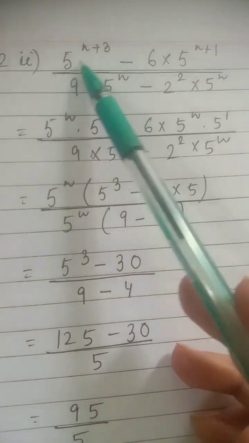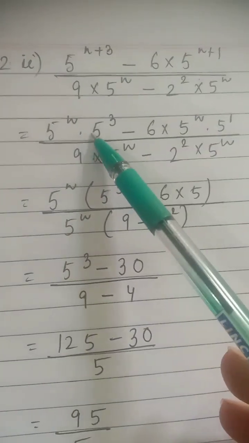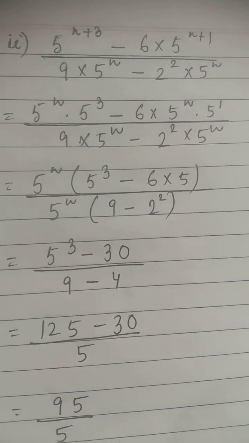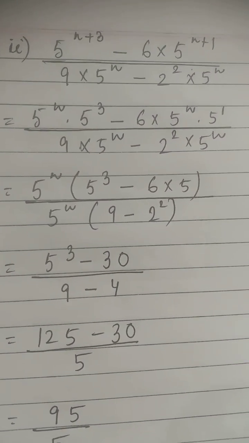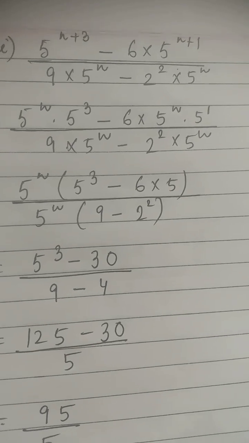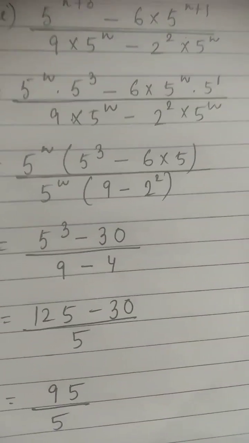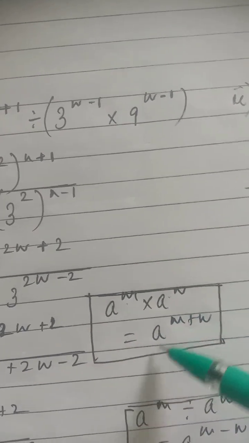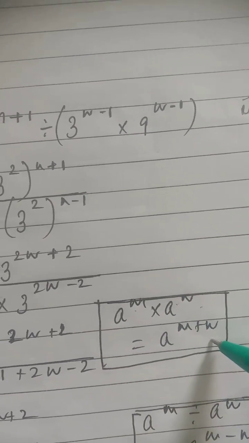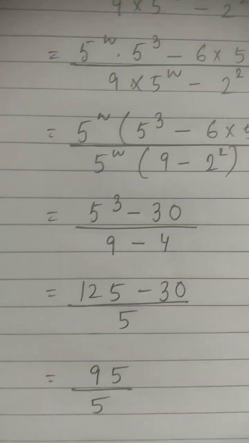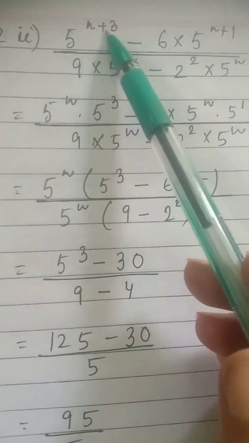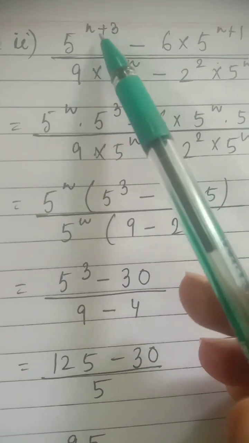Now 5 to the power n+3 can be written as 5 to the power n into 5 to the power 3, because we know the law that a to the power m into a to the power n equals a to the power m plus n. This law we already know. A to the power m into a to the power n is equal to a to the power m plus n. So that is why it is already added. That means here it can be split.